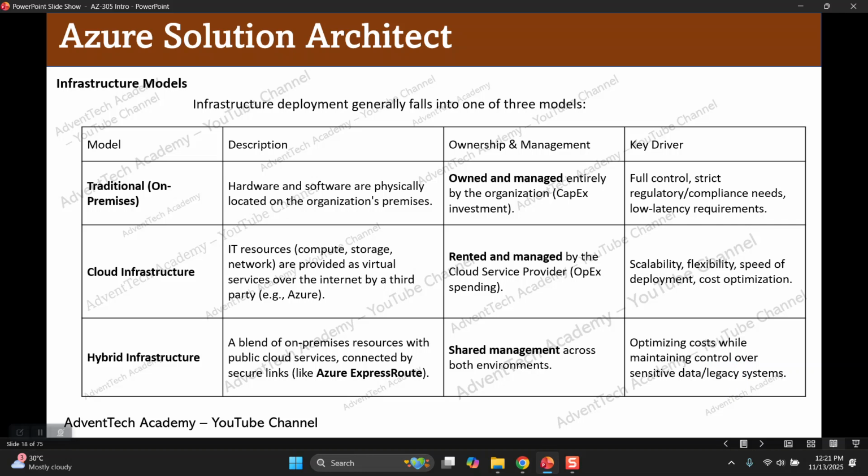Hybrid infrastructures, for example, if you take a pharmaceutical company or banking sector, they will keep their legacy apps, legacy software apps, everything in the on-premises infrastructure. They would run the latest apps in the cloud infrastructures.